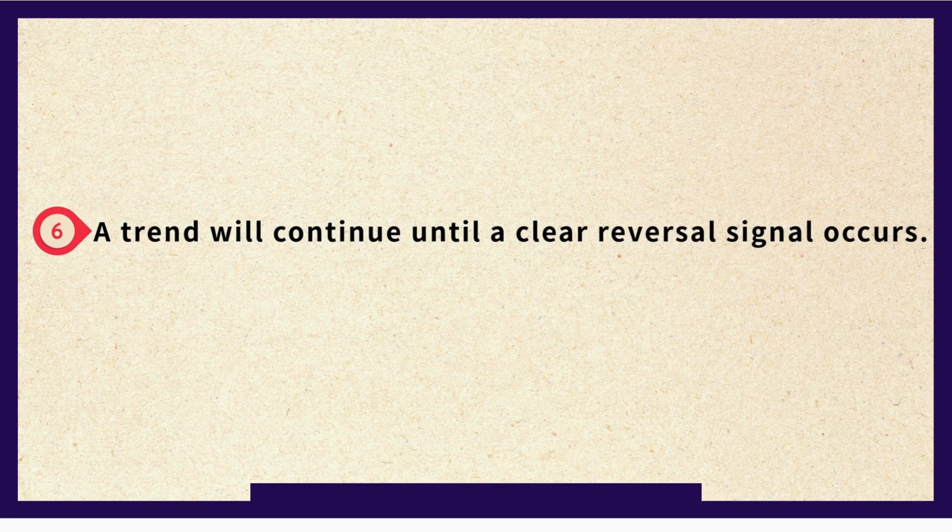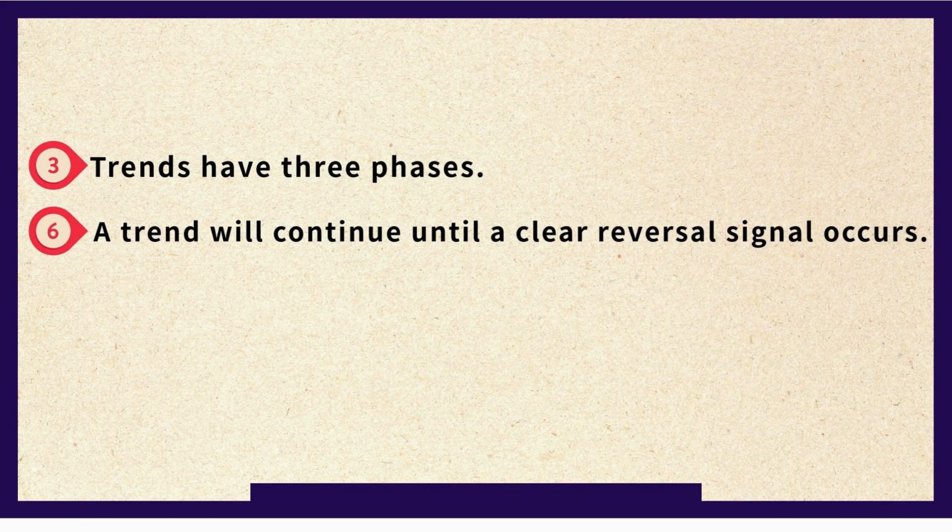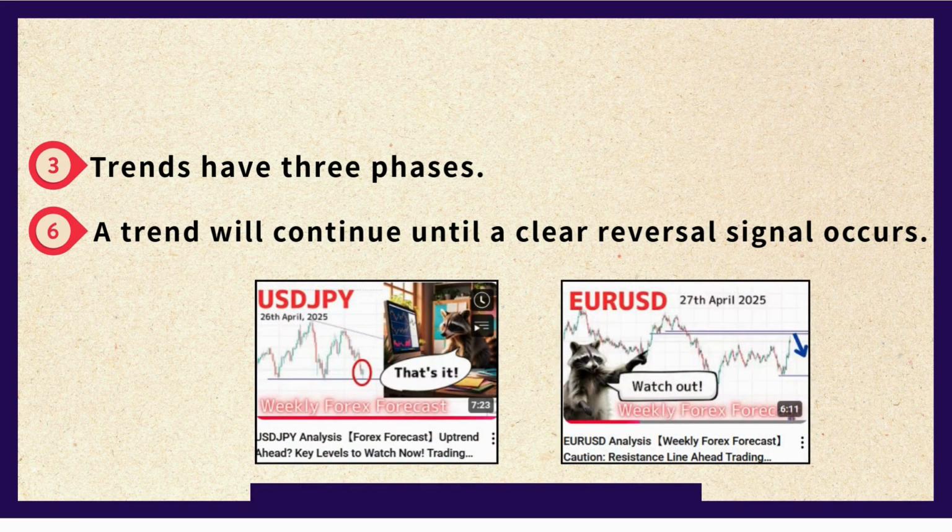The sixth and final principle, a trend will continue until a clear reversal signal occurs, is critically important, so I'll explain it next together with the third principle. Trends have three phases. These principles are the foundation of the market analysis videos I publish every week. I highly recommend you learn and master them. Now let's begin the explanation.